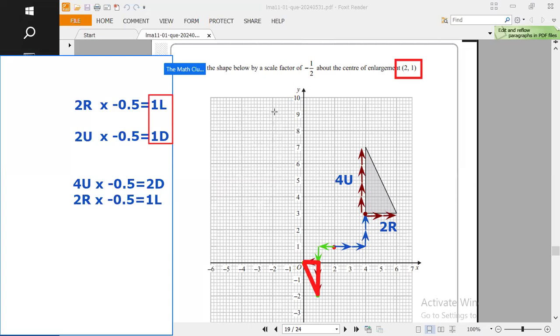Focus on the steps of enlargement, and focus on how to use the scale of enlargement and how to find the center of enlargement. This topic is very important. You have to really focus on the steps and how to use them to find the new image.